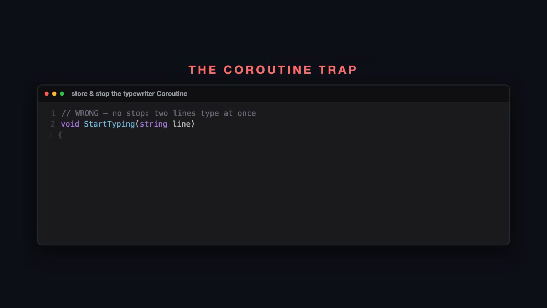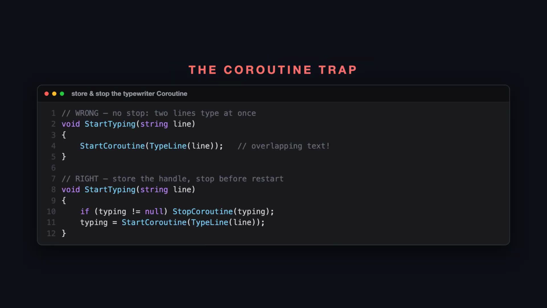3 gotchas that separate a demo from a shipped feature. First, use TMP text, not the legacy text component. TextMeshPro is sharper, scales better, and is the modern default. Wiring a legacy text into a TMP text field just won't compile.